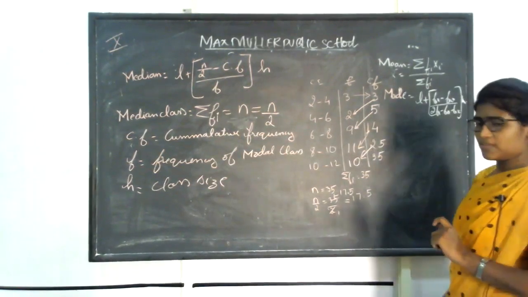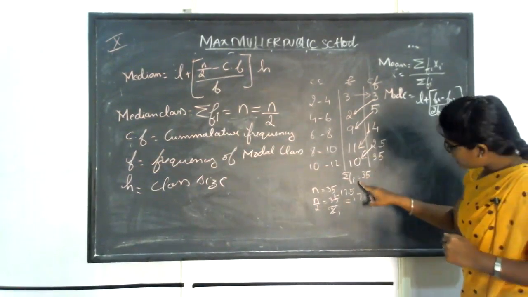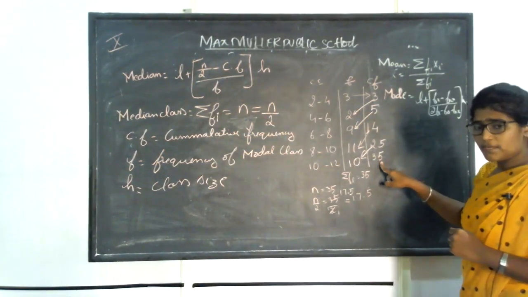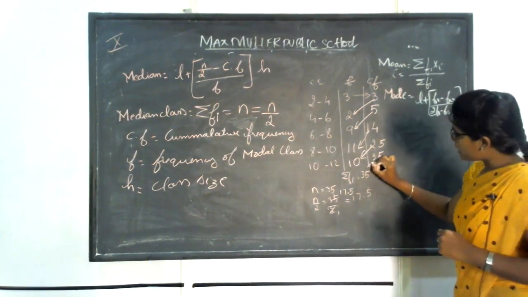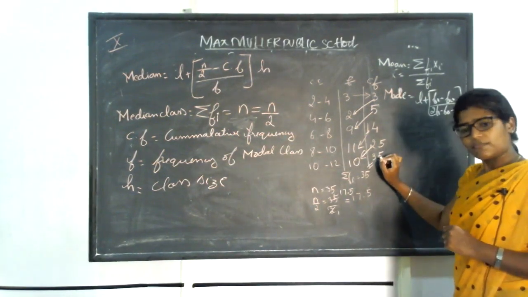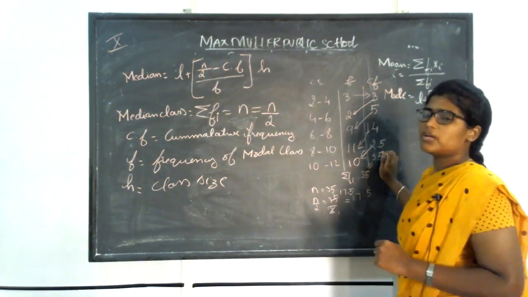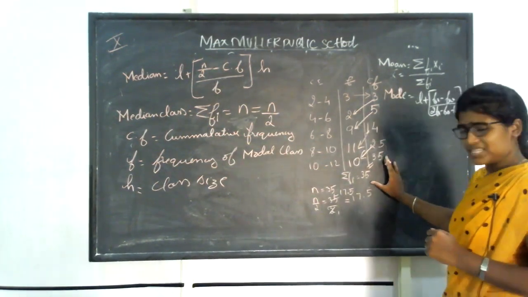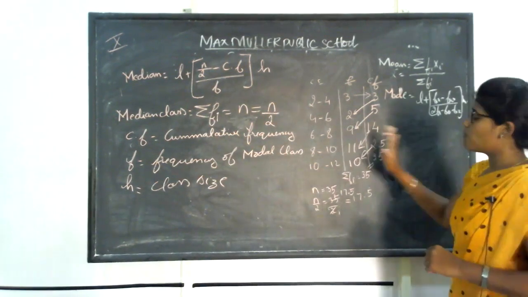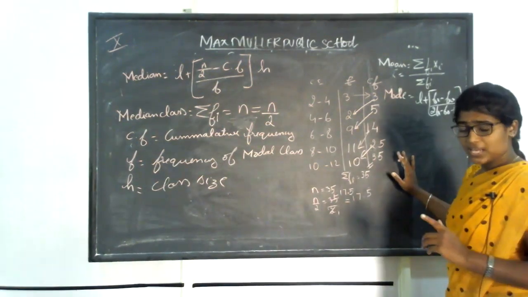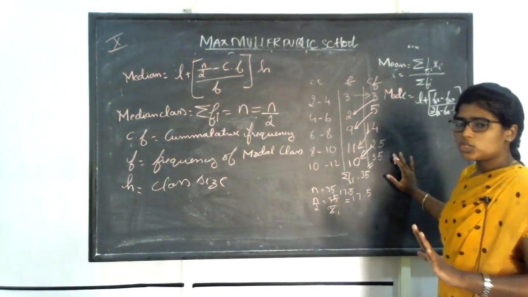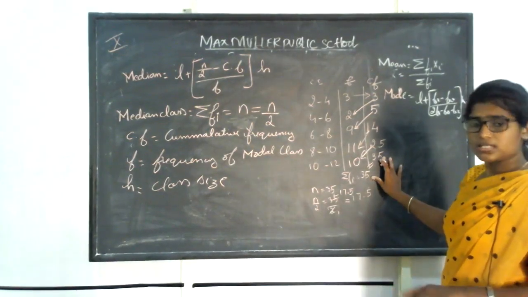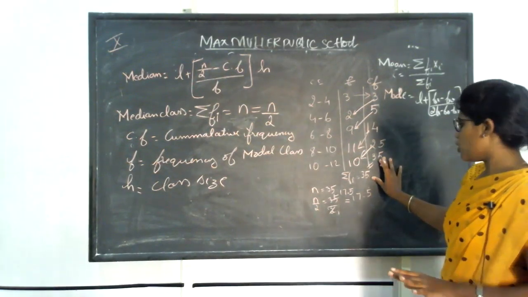How much did you get? 35. See here, sigma fi xi you got 35, and the last number of the cumulative frequency you also got 35. So 35 is equal to 35. You should take it in that way. Compulsorily, if you get these two numbers equal, then your sum is correct. If you don't get it equal, then somewhere you have a wrong number.